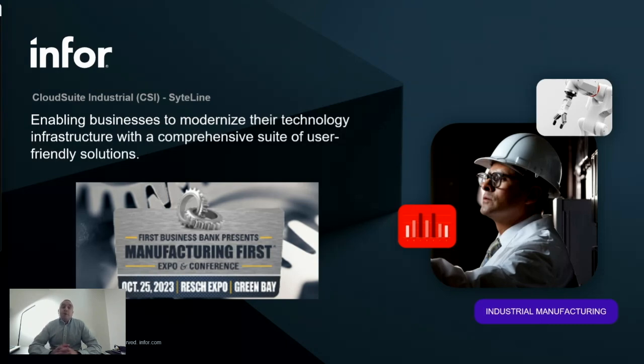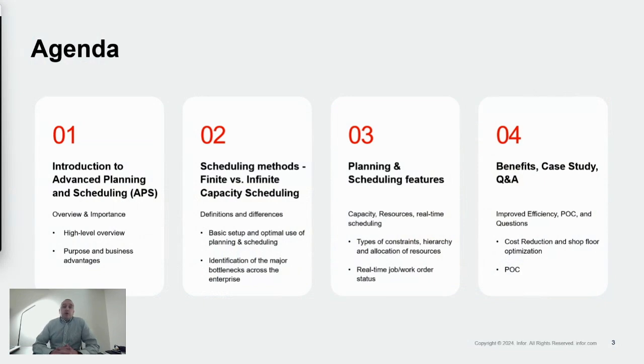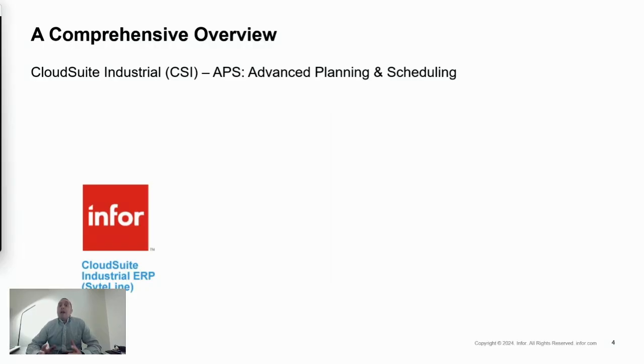Today, we're going to be reviewing advanced planning and scheduling and how to optimize your production shop floor. So again, just a brief intro into the agenda, introducing what APS, advanced planning and scheduling, is, a little bit of a difference between the different modes of finite or infinite capacity scheduling. We also have the planning and scheduling features and some components you can utilize in the background to also help optimize your shop floor. So just a comprehensive overview of what Cloud Suite Industrial APS is right off the bat, right?